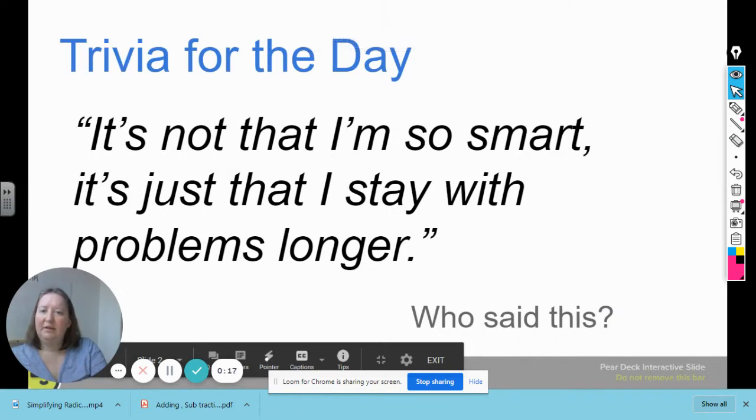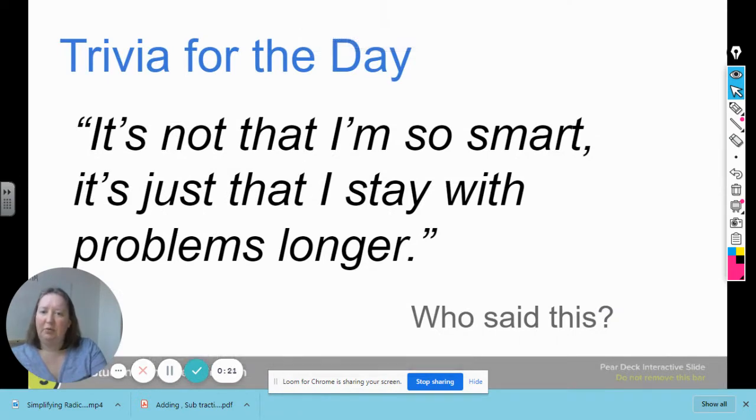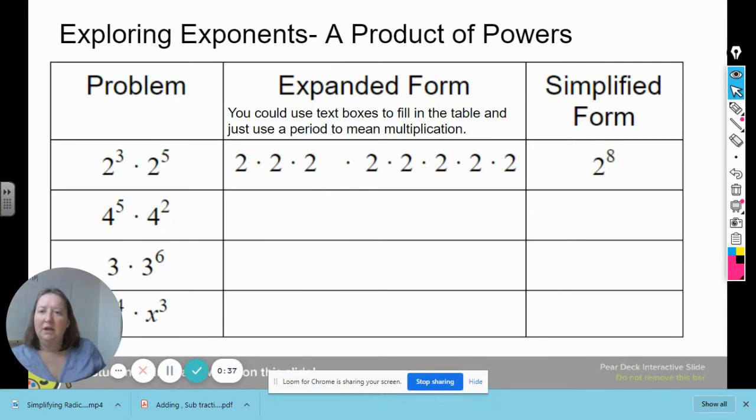"It's not that I'm so smart, it's just that I stay with problems longer." Who said that? Albert Einstein. If you had to list one of the smartest people in history, you might list him, but he says himself it's not that he's smarter, he just keeps trying. This is a way to explain what we are doing.